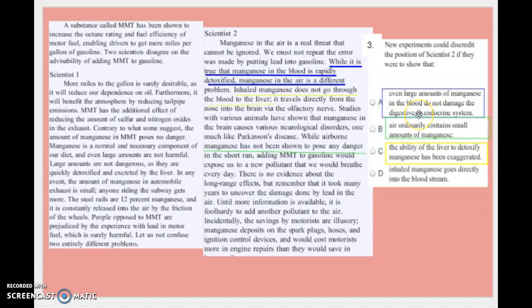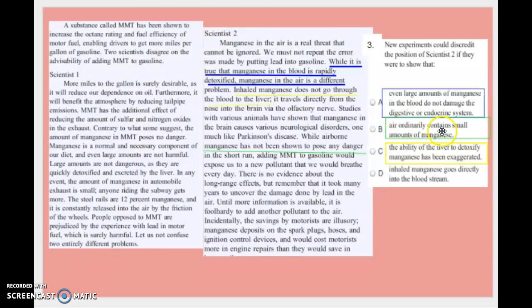But we can look at the evidence they provide. So even large amounts of manganese in the blood do not damage the body, basically. Okay? So if they don't damage the body in the blood, is that his point? Well, he admits that it doesn't in the blood. He says, while it is true that manganese is in the blood, it is rapidly detoxified by the liver. Okay? So he's not worried about that. That wouldn't discredit him at all.